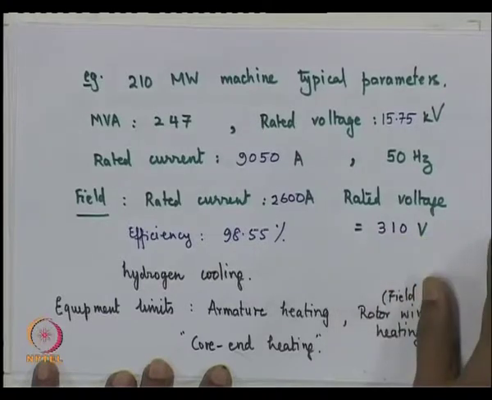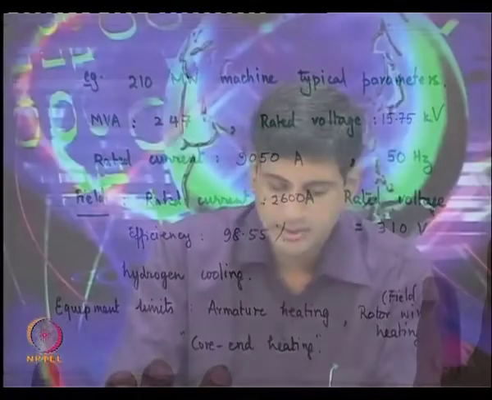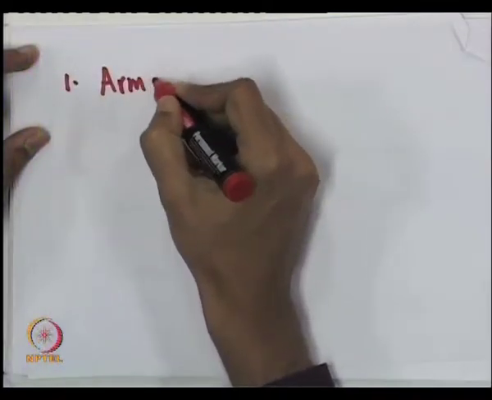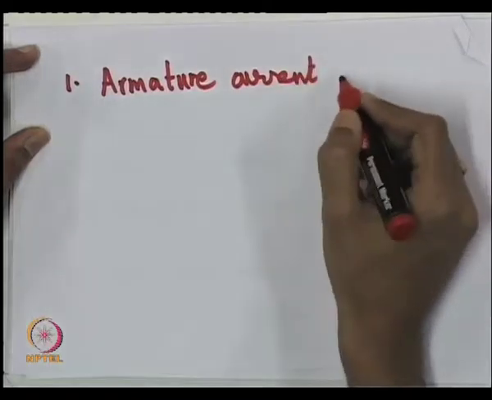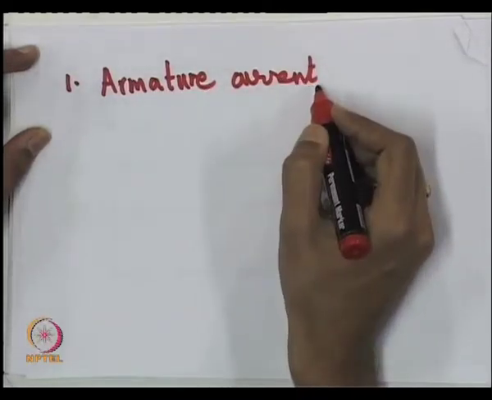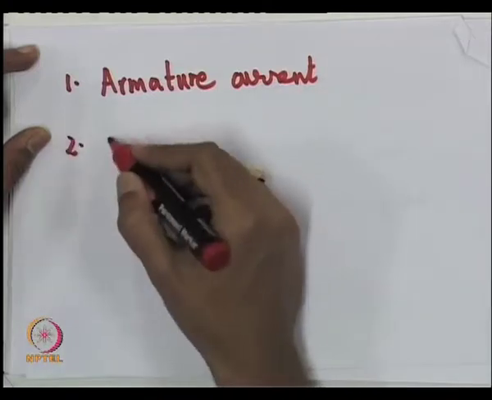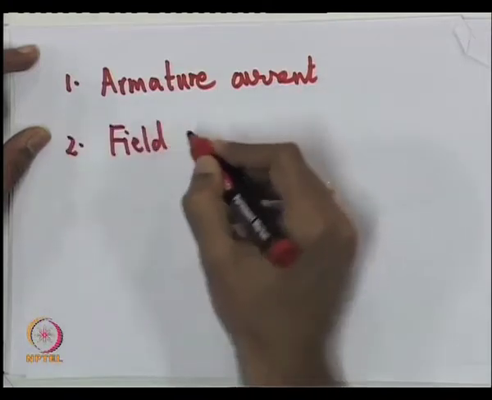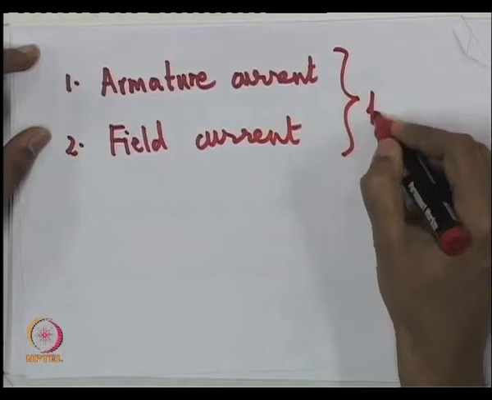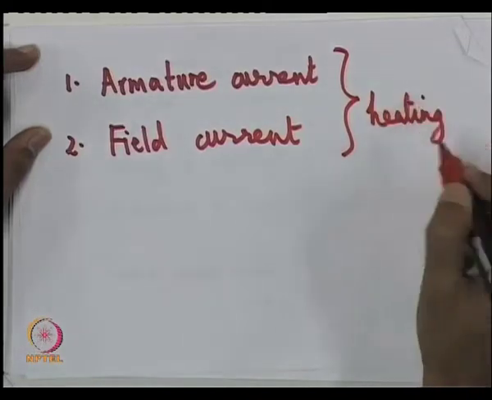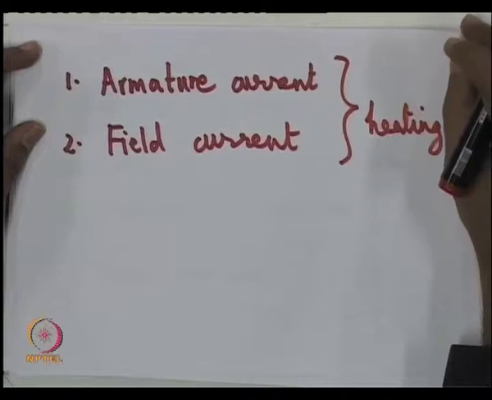Now, there are three kinds of limits which you may encounter. I will just write this on a separate sheet of paper. One, in a generator, is the armature current limit, or rather I should say the armature heating limit, which is of course determined by the armature current. The second limit which you will encounter is the field current limit. So, you cannot have current more than a certain value, otherwise it will cause heating, simple I square R heating, for which there is of course a limit.